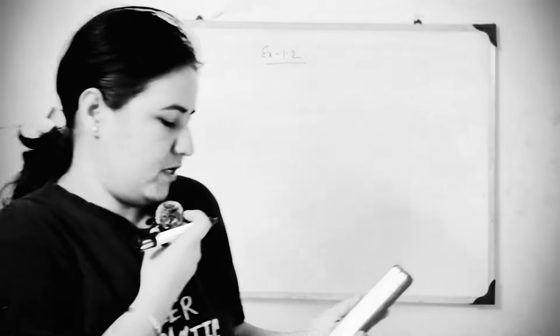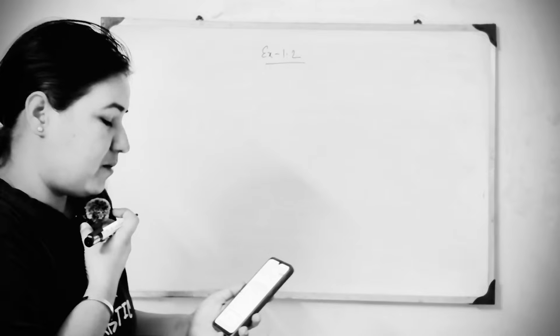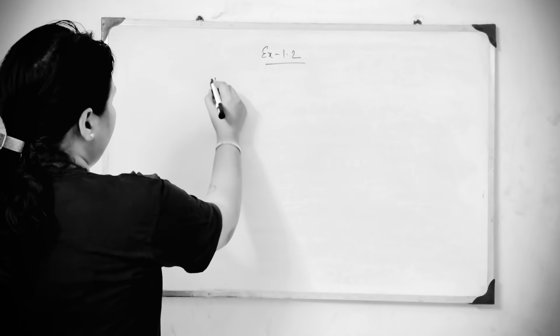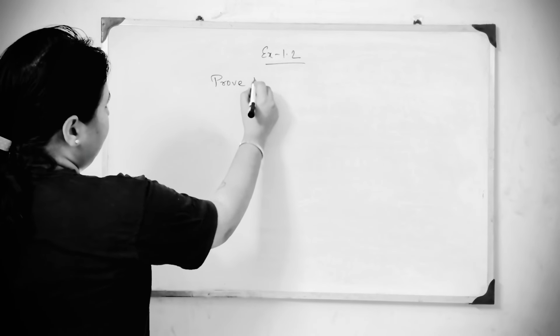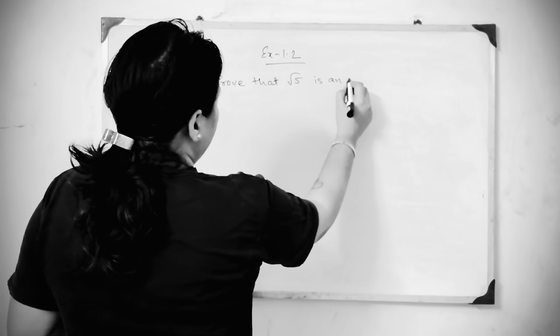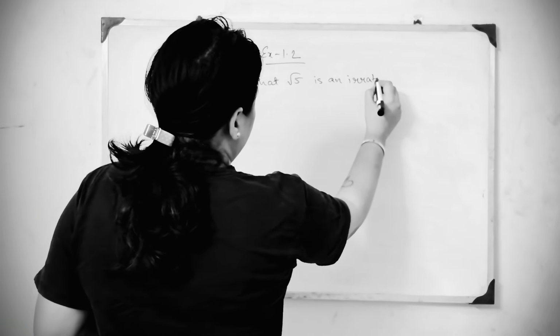Okay, so the first question that I can see is question number 1. It says prove that root over 5 is an irrational number. Question is: prove that root 5 is an irrational number.